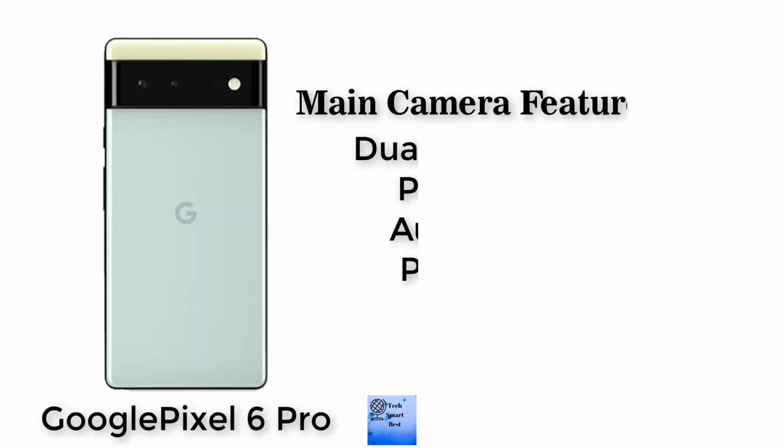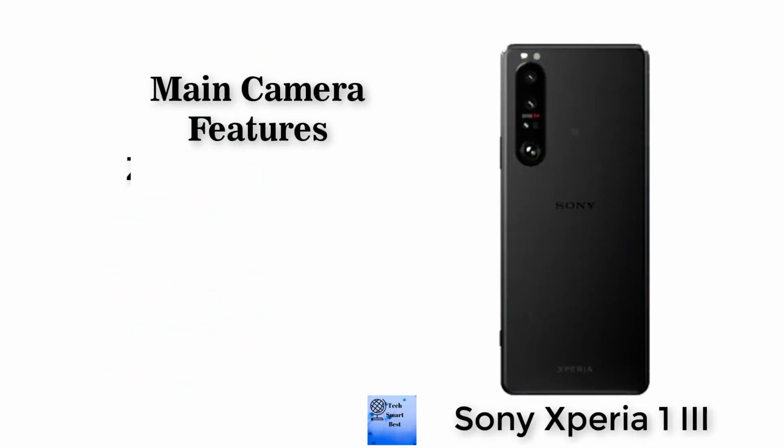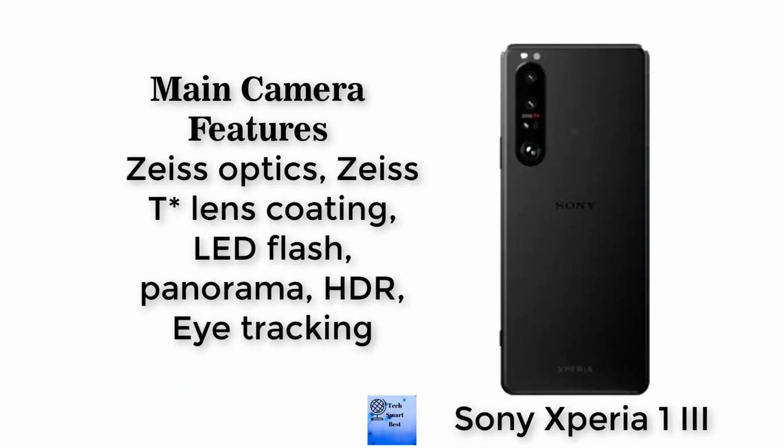The features of the main camera of the Google Pixel 6 Pro are dual LED flash, pixel shift, auto HDR, panorama. And the main camera features of the Sony Xperia 1 Mark III are ZEISS optics, T* lens coating, LED flash, panorama, and eye tracking.